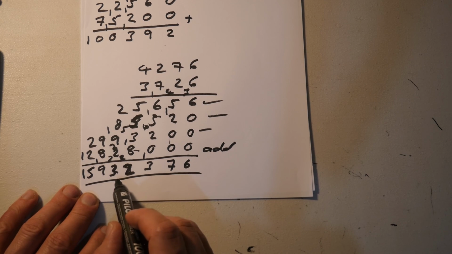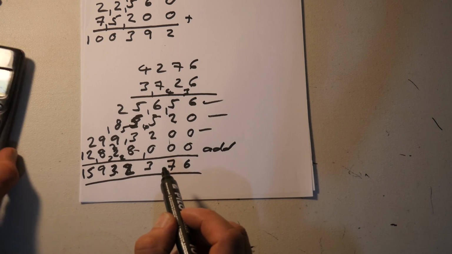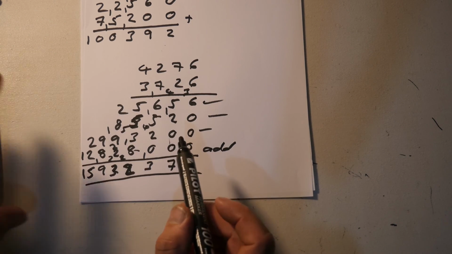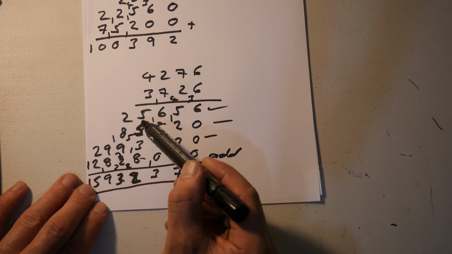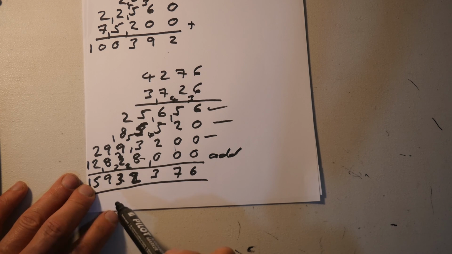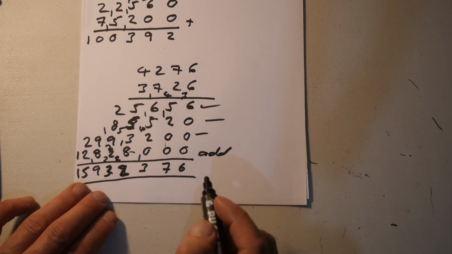Five... 159,32376. That actually now matches the calculator. So I made a couple of errors there and there.